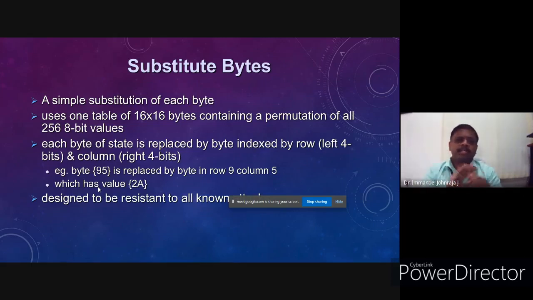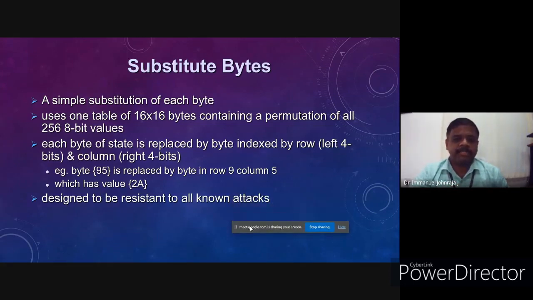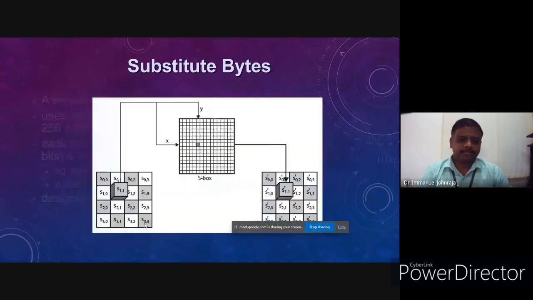Here nothing is reduced. Earlier, in the case of DES, 6 bits are reduced to 4 bits, but here that is not the case. Here 8 bits are taken and 8 bits are given as the output. So that's another change if you want to compare with DES. This is designed to be resistant to all known attacks. Here is a very simple diagrammatic representation of an S-Box.